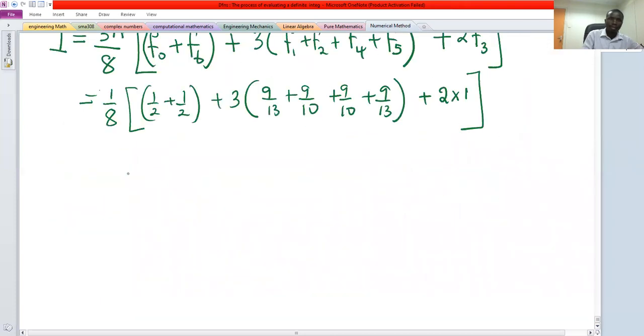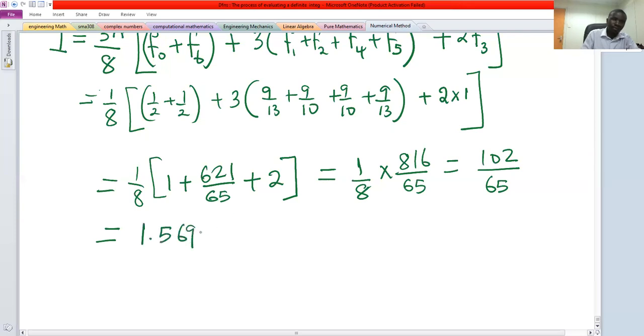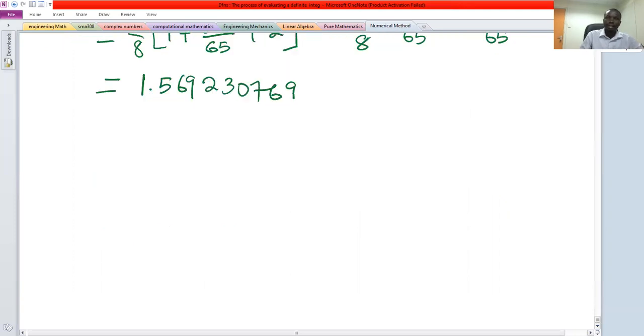Now, when you work this out, 1 over 8 into (1 plus 621 over 65 plus 2), which is 1 over 8 times 816 over 65, which is 102 over 65. Please confirm this. So we have 1.569230769.